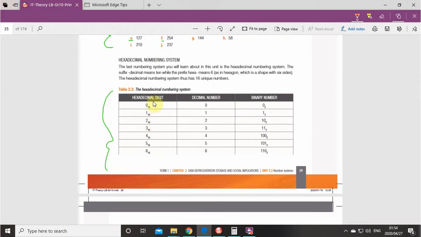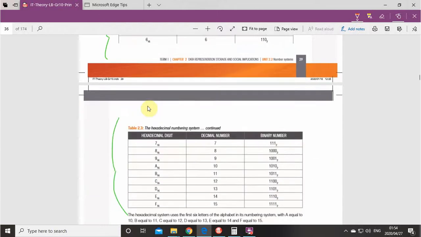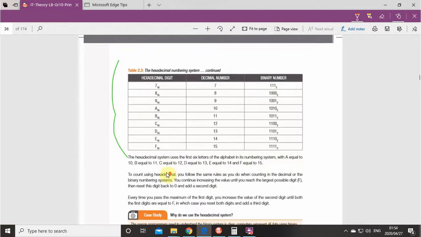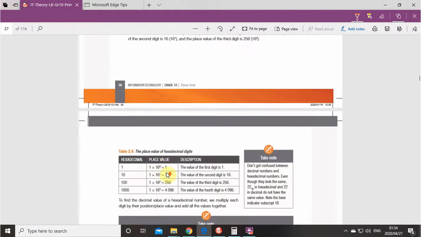Okay, next up we've got the hexadecimal. So hexadecimal has 16 numbers, so it is to the base of 16. It goes from 1 to 9, and when it gets to 10, it gets replaced by an A, and then 11 becomes B, 12 becomes C, 13 D, 14 E, and 15 F. Okay, quite easy.